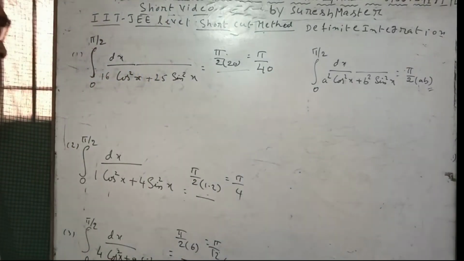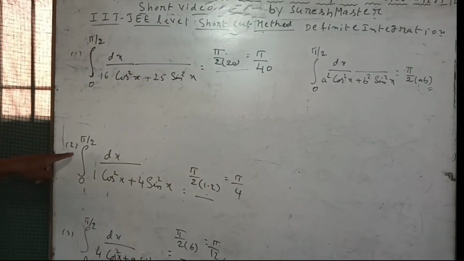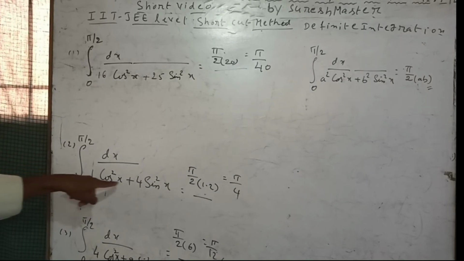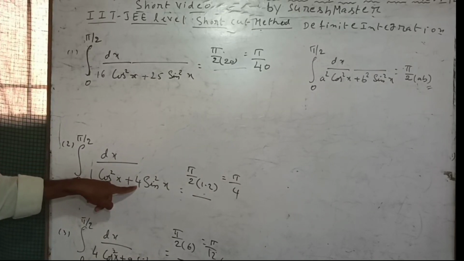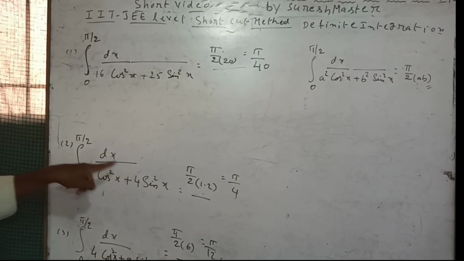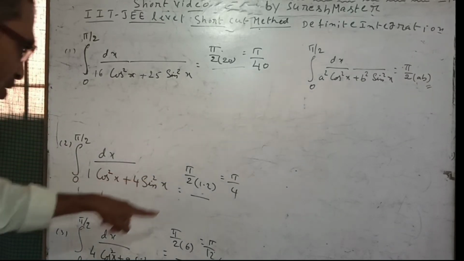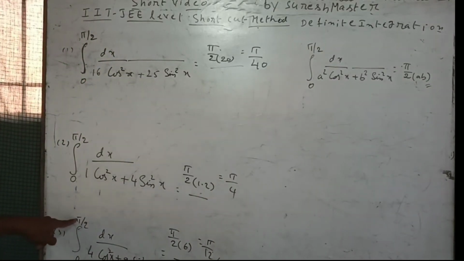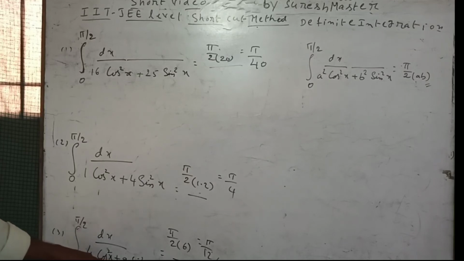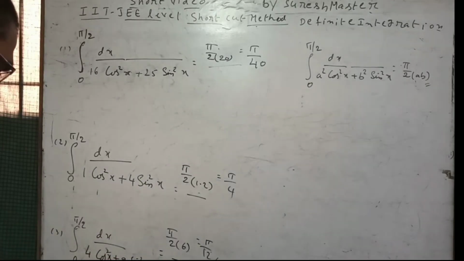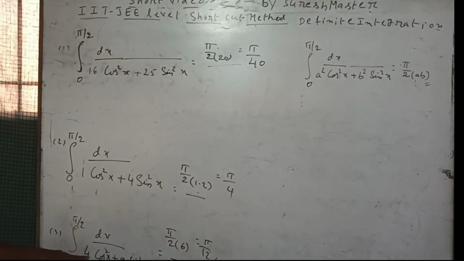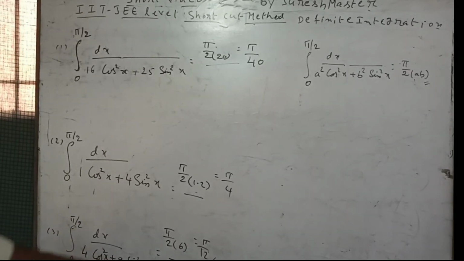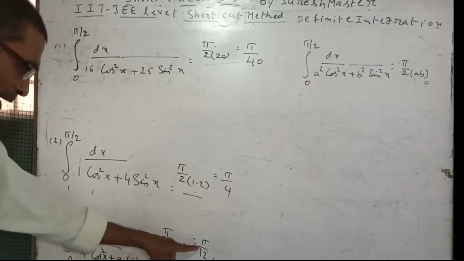Next we go to another problem, continuing in the same manner. Pi by 2 into 1 square equal to 1, 4 is 2 square. So 1 into 2, pi by 2 into 1 into 2 means 2. This is pi by 4. Next we see one more problem. 0 to pi by 2 dx by (4 cos square x plus 9 sin square x) is given. So 4 can be written as 2 square and 9 can be written as 3 square. Pi by 2 into 2 into 3 equal to 6. Pi by 2 into 6 equal to pi by 12.